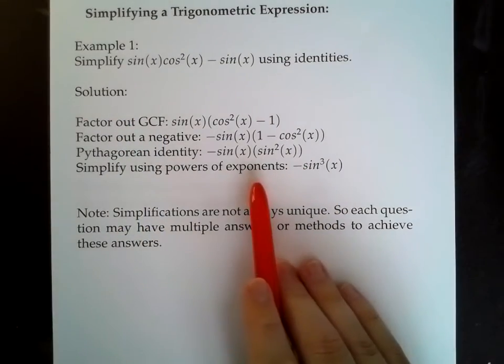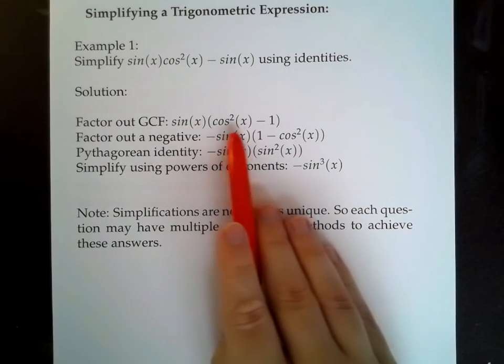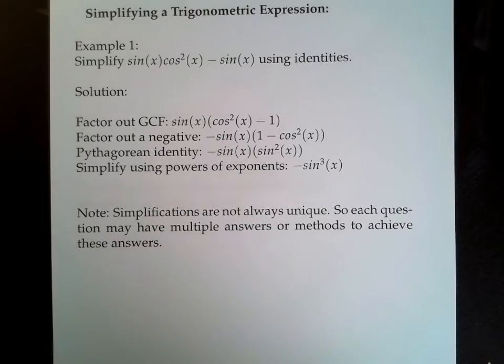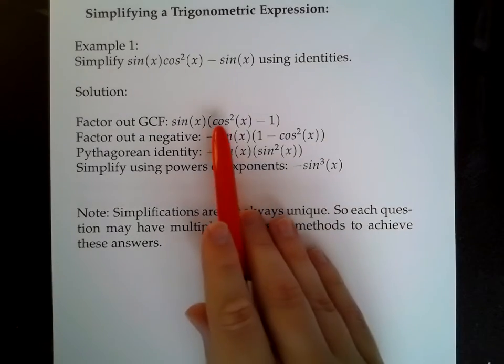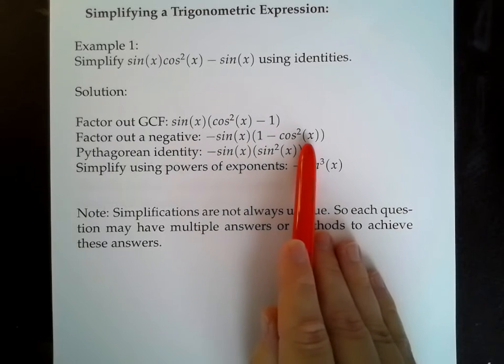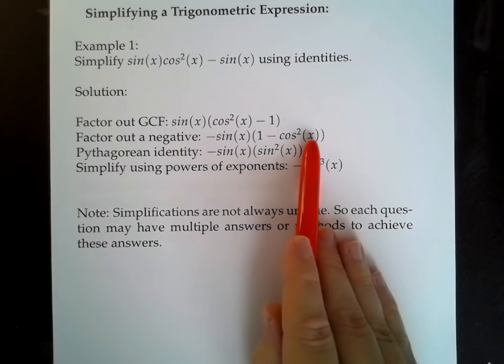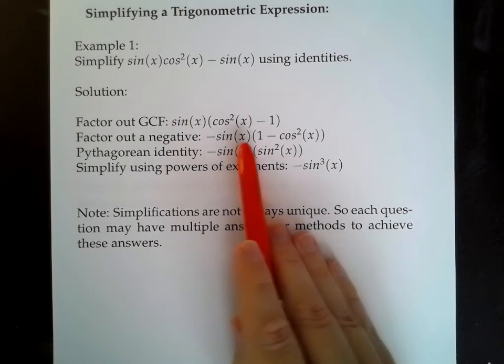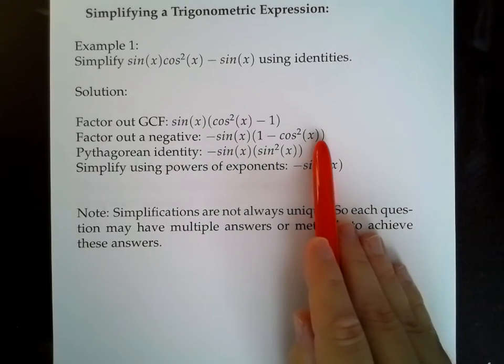So then what I'm going to do is, I know that this looks kind of like a Pythagorean identity, but it's not quite. So what I'm going to do to make it look like a Pythagorean identity is I'm going to factor out that negative, because then what that's going to give me is 1 minus cosine squared of x for my second part. So I'm going to factor out my negative, so give me negative sine of x times 1 minus cosine squared of x.